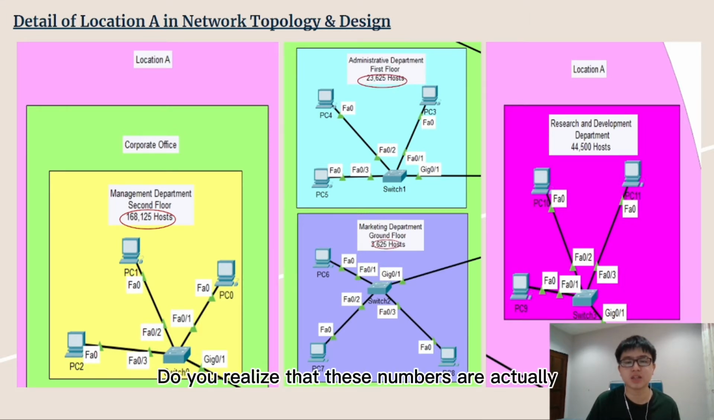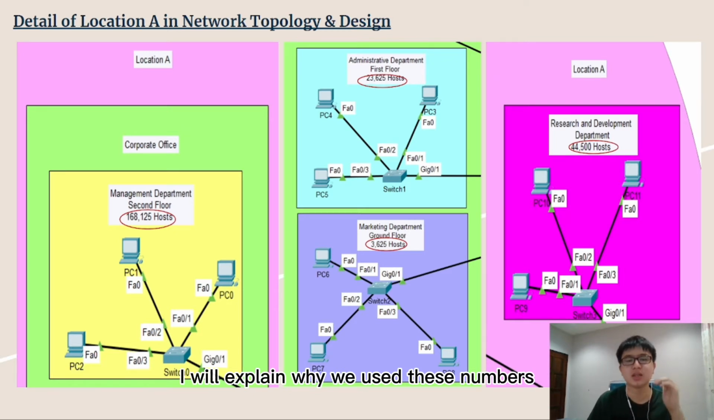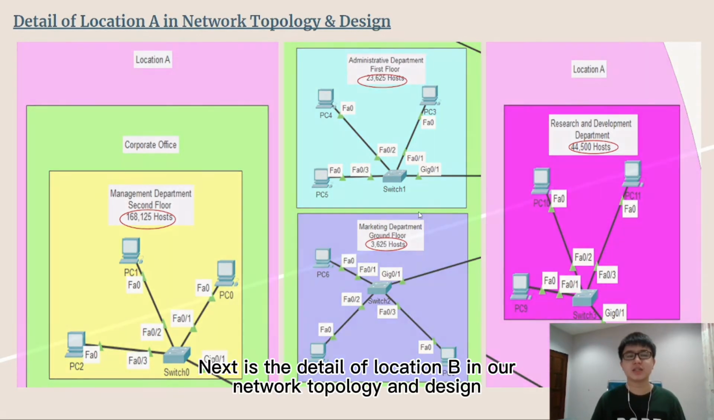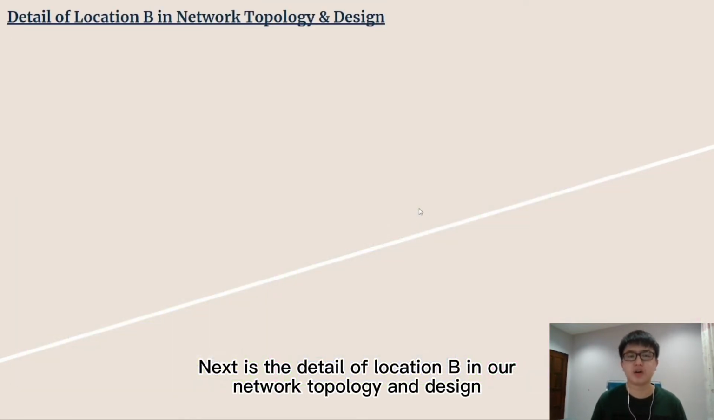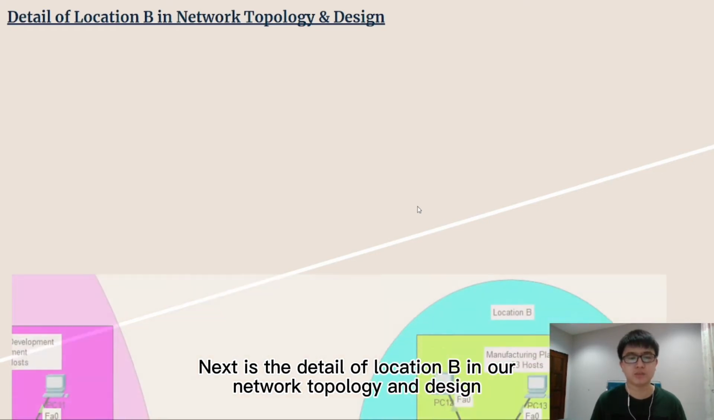You realize that these numbers are actually different from the question set given. I will explain why we use these numbers instead of using the original one after I show all the details for every location. Next is the detail of location B in our network topology and design.